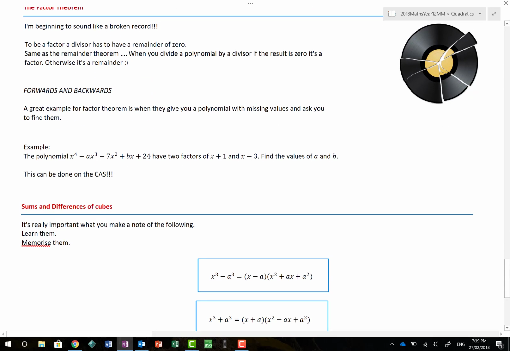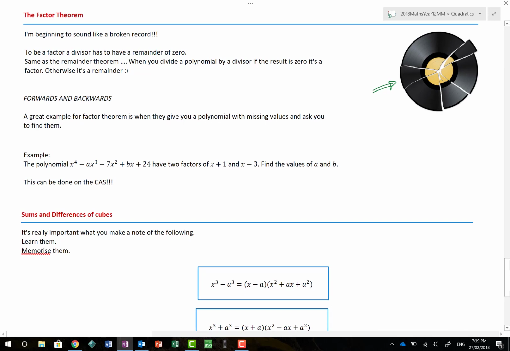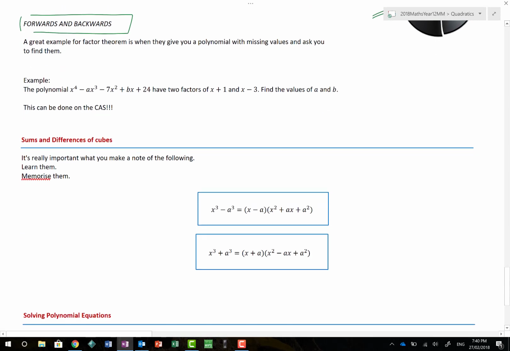Oh no, please not more. Broken record time. What is the factor theorem? Oh, yawn. This time we know what the factor is. Basically, when you divide something by something else, if the value comes out as 0, it's a factor. So again, we come back to this idea of forwards and backwards. We've learned to do this forwards. Now let's look at a great example of doing it backwards.